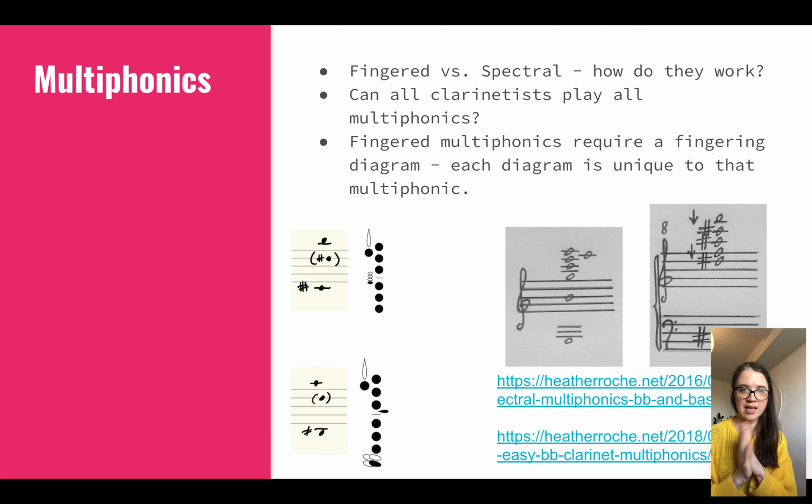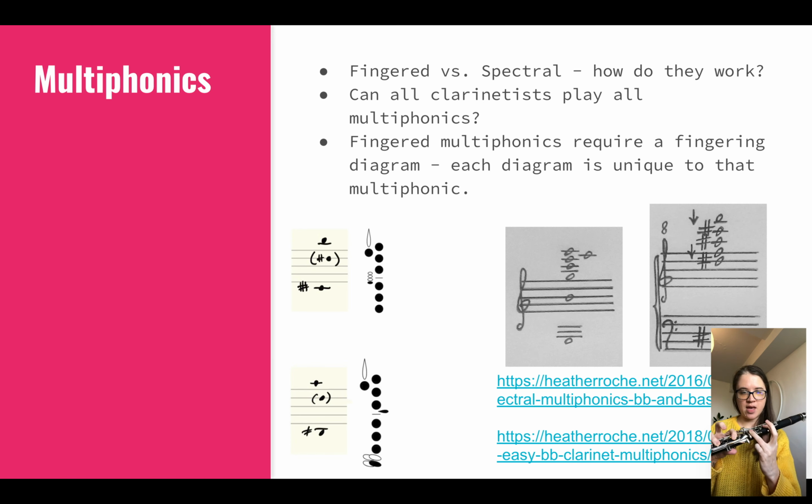So we're basically going to be looking at two different kinds of multiphonics. One is fingered and one is spectral. How it works is basically every fingering on the clarinet can produce a multiphonic. It just depends on what I'm doing with the air, and how the fingering works. So a fingered multiphonic basically creates holes in the airstream. So this, for example, makes this multiphonic.